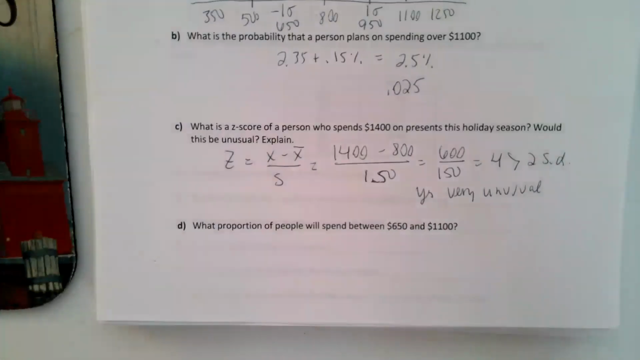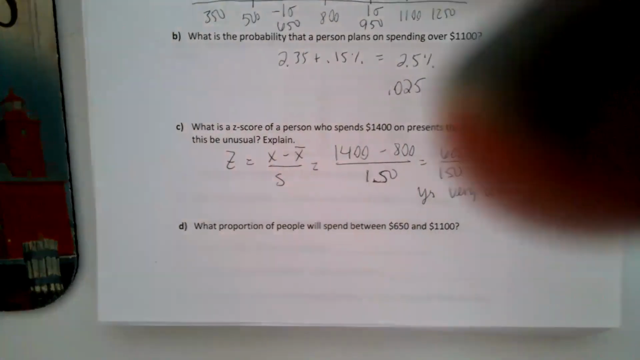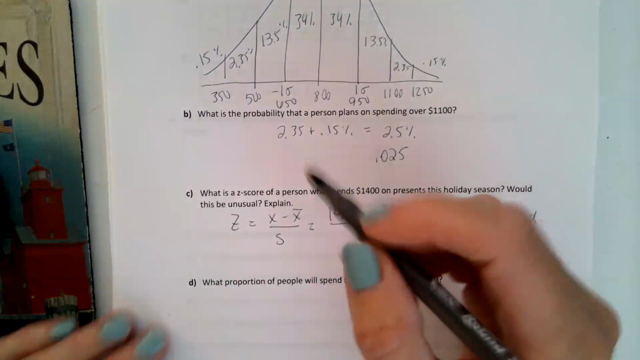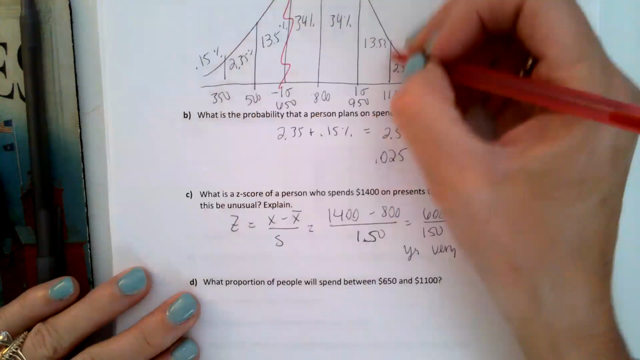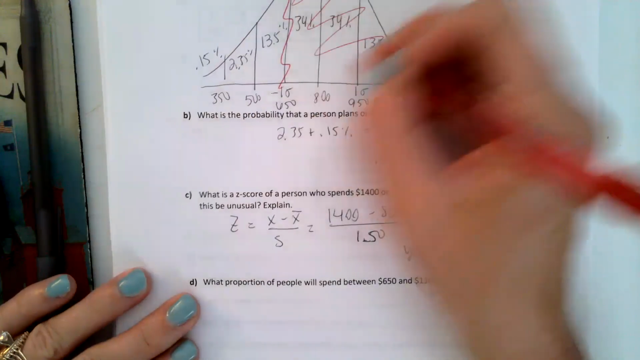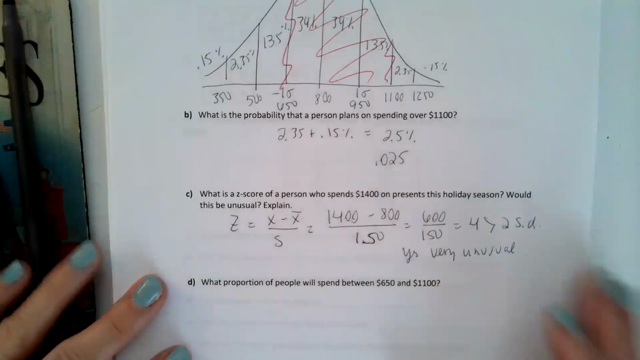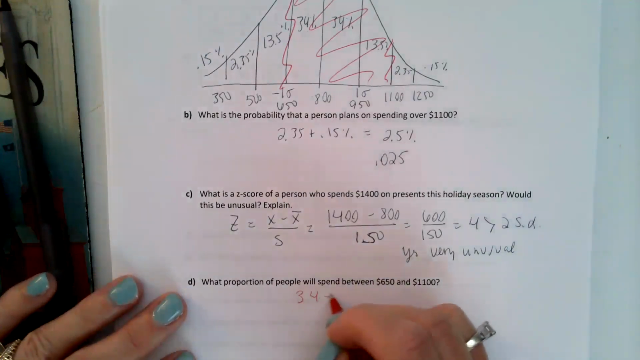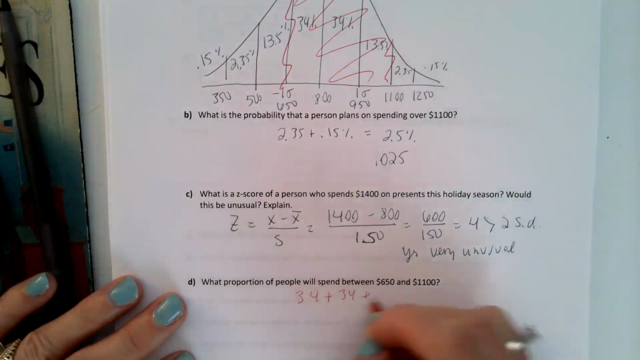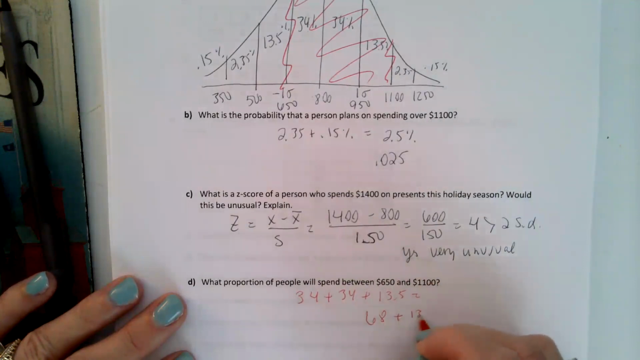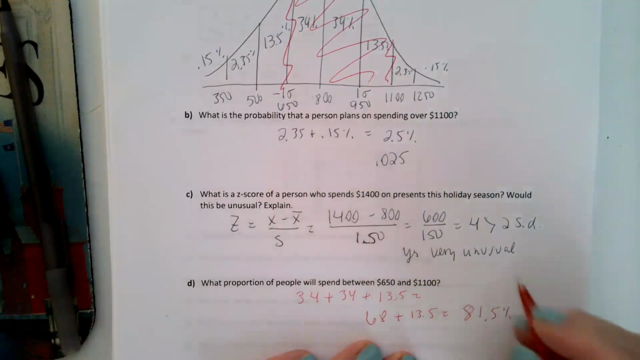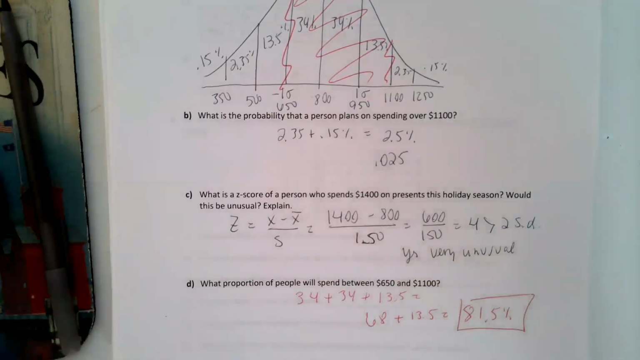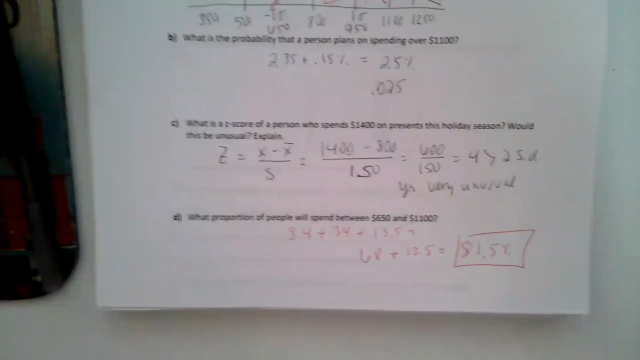It says, what proportion of people will spend between $650 and $1,100? The $650 and $1,100 would be right here to right here. So these percentages in between. So that would be 34 plus 34 plus 13.5. So that would be 68 plus 13.5. So that would be about 81.5% of people plan to spend between $650 and $1,100 in holiday spending.